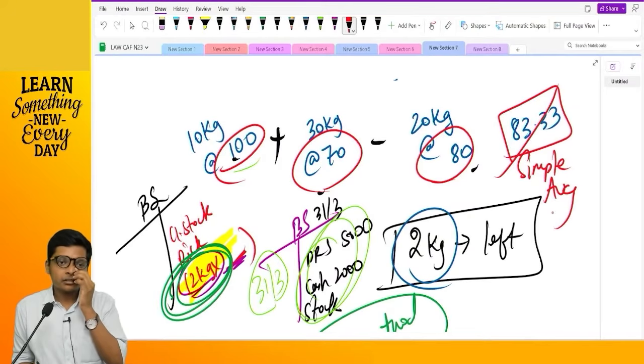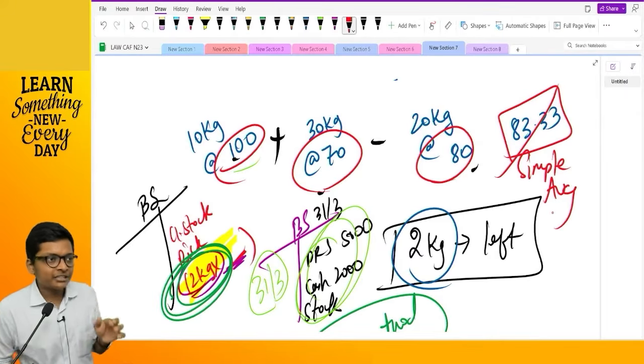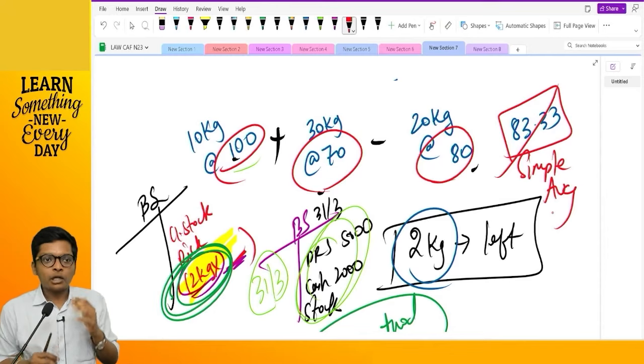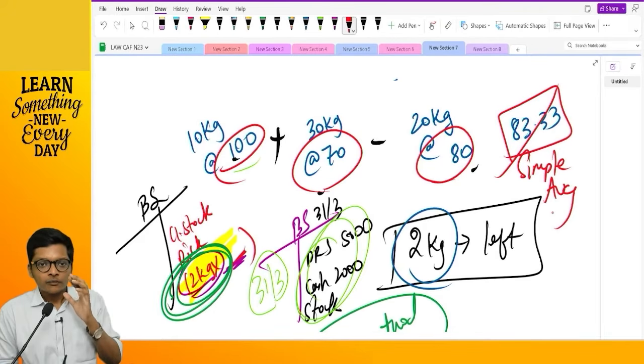But this is not correct. We can use this method. For example, someone says simple average takes simple average. But accounting standards tell you to use only weighted average. No simple average. Why?